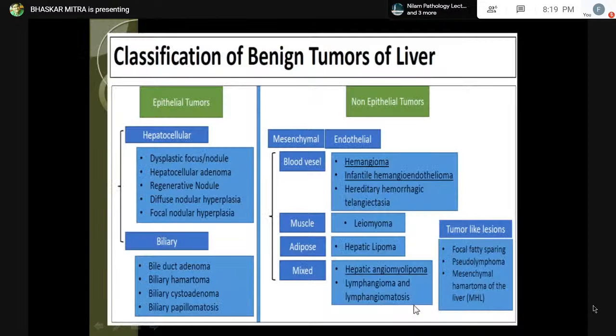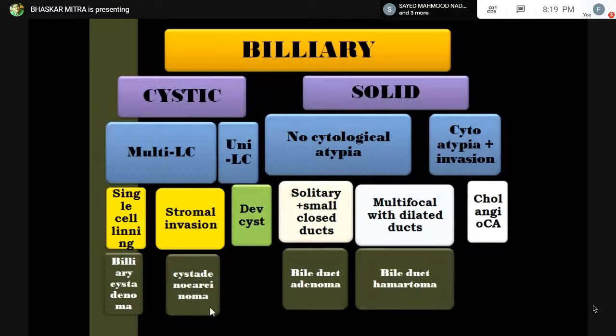Now coming to the biliary proliferation. For biliary, I try to approach it like this. The biliary proliferation may be cystic, it may be solid. Solid doesn't mean it's truly solid, it's more like a honeycomb, but still I consider this as solid. Now this is cystic. If it's cystic, is it a single cyst or a multicyst?